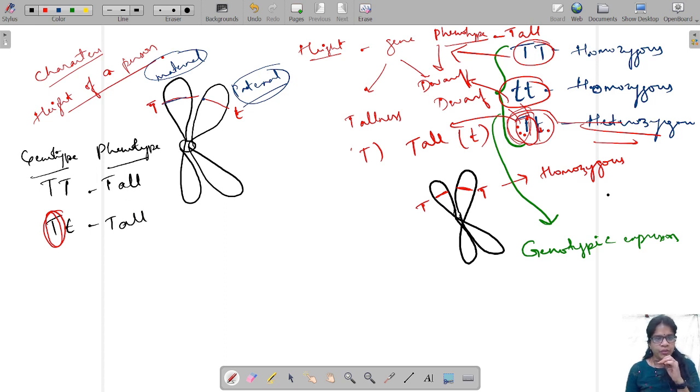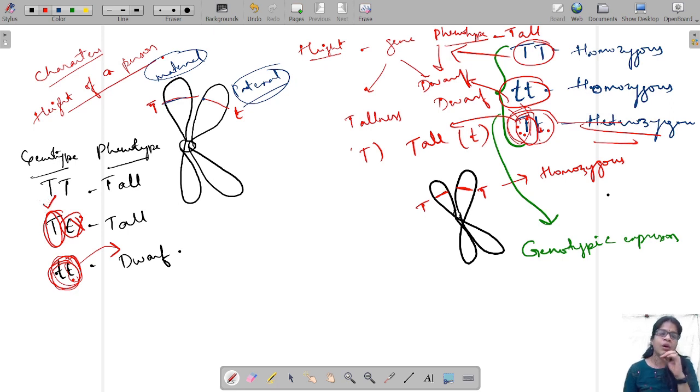Okay, if you go for this condition, this is homozygous again because you have two copies of the dwarf gene, so people are dwarf. This says that the recessive character would only be expressed in the homozygous condition. Please remember, the recessive gene can be phenotypically expressed only when it is in homozygous condition. When it is in heterozygous condition, the recessive cannot be expressed. Only the dominant gene is expressed.